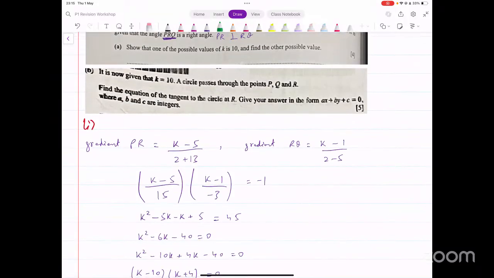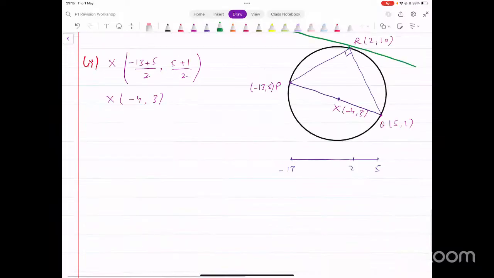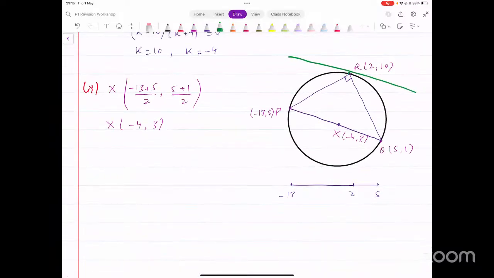The key part was understanding that the midpoint of PQ would be the center, because the angle that the chord PQ is making at the circumference is 90. Only a diameter can make 90 degrees on the circumference. So PQ therefore has to be the diameter. And if PQ is the diameter, then its midpoint is supposed to be the center of the circle.